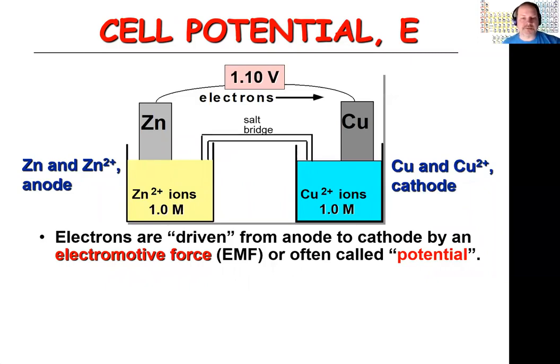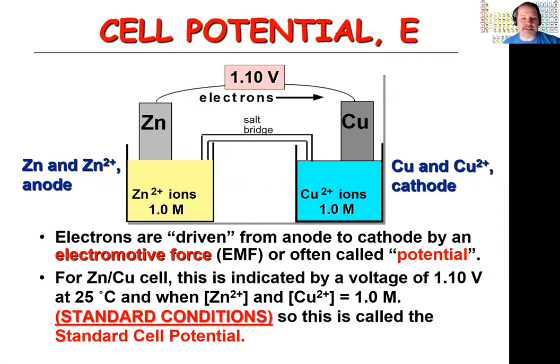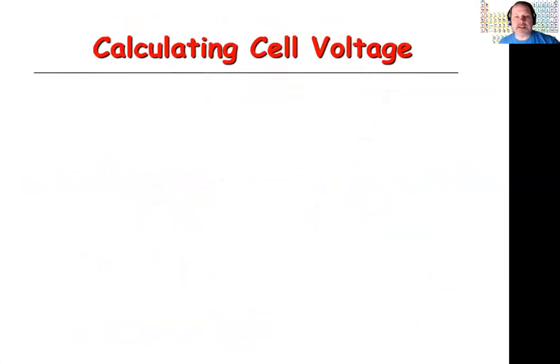This potential can be determined and calculated using a series of half reactions that we're going to go into detail in a little bit. So the cell voltage here is generated of 1.1 volts. How can we figure this out? Where did this come from?